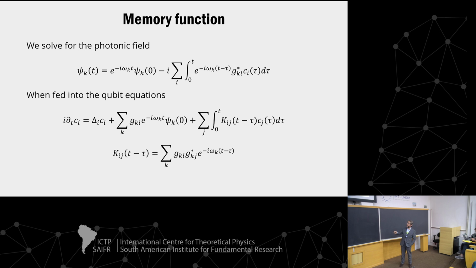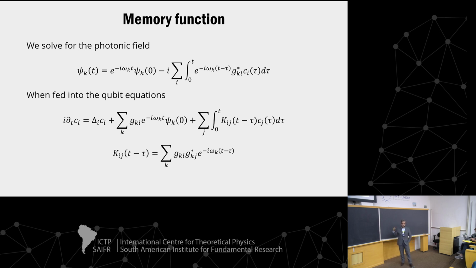Now we put this solution into the qubit equation, and you get three terms. First is the rotation of the qubit with its own intrinsic frequency. Second is the driving of the qubit by the electromagnetic field that was present initially in the waveguide. And third is this weird thing: an integro-differential equation where you have the state of the qubit at different times in the past, modulated by a memory function k.